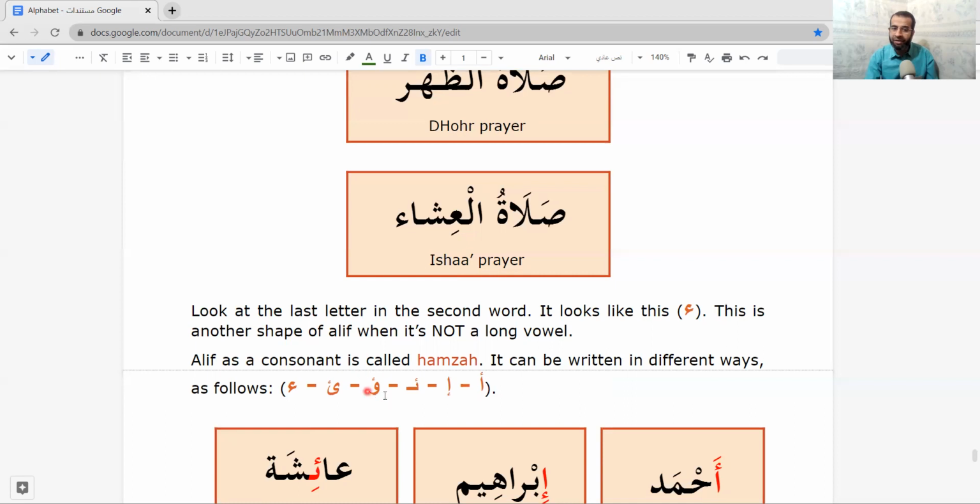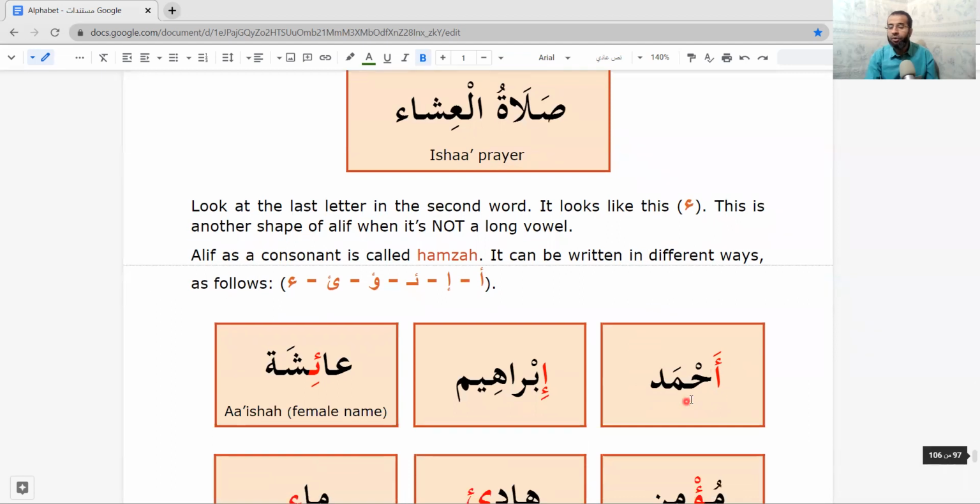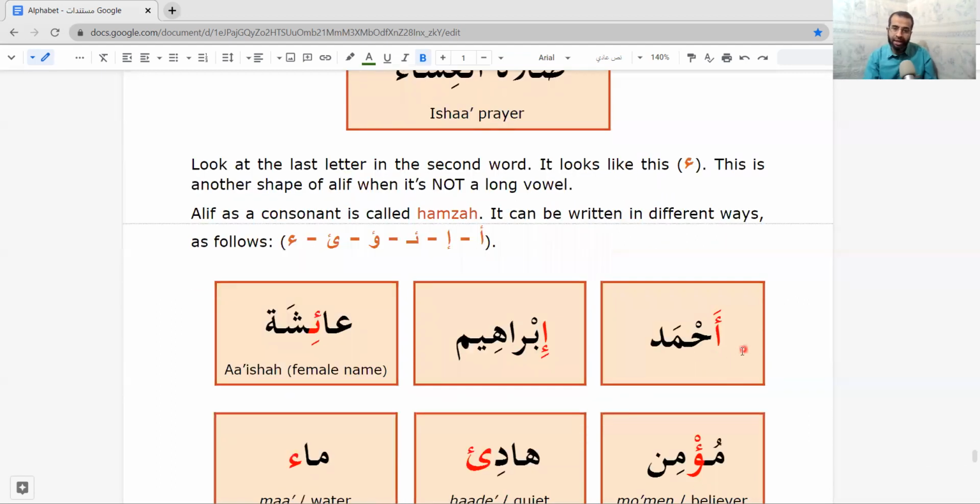But this is hamza written in this way. It's not wow. It's hamza written in this way. And also this hamza written in this way. And this. These are some examples. We have a slide before, Ahmad. Look at how hamza looks here. Ahmad.